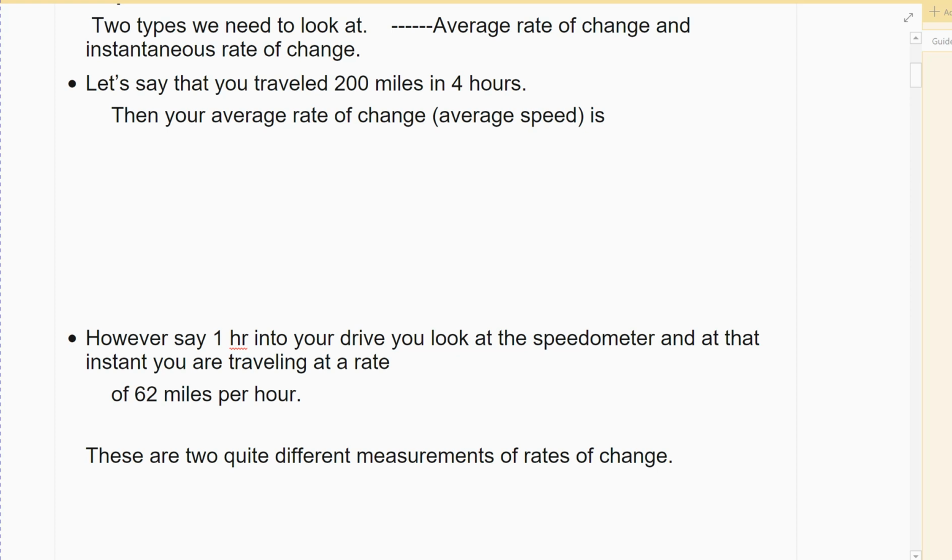Suppose that you went on a trip and you traveled 200 miles total, and it took you exactly 4 hours to travel those 200 miles. Your average rate of change, your average speed, and sometimes I'll be using speed, velocity, again they mean your average rate of change. Well, your average rate of change is the change in distance over the change in time. That's what it is. Change in distance traveled divided by the change in time.